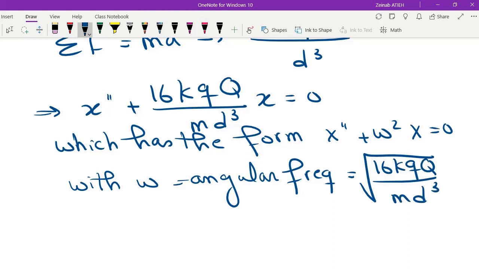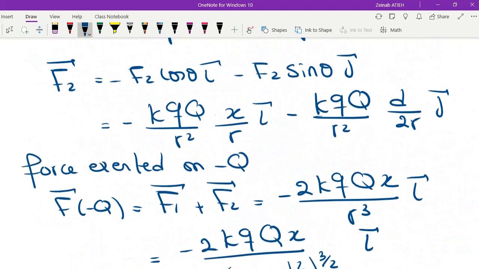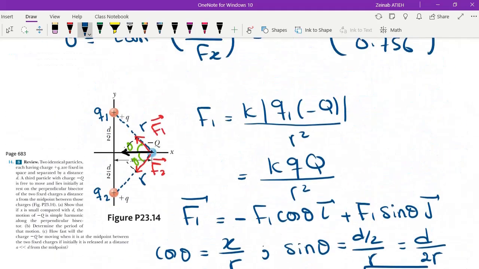Okay, now in part B I will do them rapidly, you are not responsible for them. In part B he says determine the period of motion, the period T here is equal to 2 pi over omega. In part C he says how fast will the charge minus q be moving when it is at the midpoint between the two fixed charges if initially it is released at a distance a much smaller than d from the midpoint.